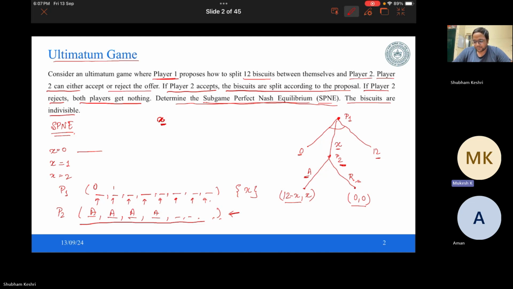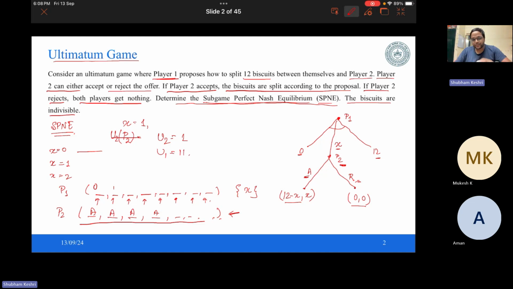I think the SPNE will be x equal to 1 because player 1 will try to keep everything with himself. If he offers 0, then player 2 will reject because then both get 0. So he will offer as minimum as possible, which is x equal to 1. So player 2 gets 1. Utility of player 2 is actually 1, and utility of player 1 is 11.